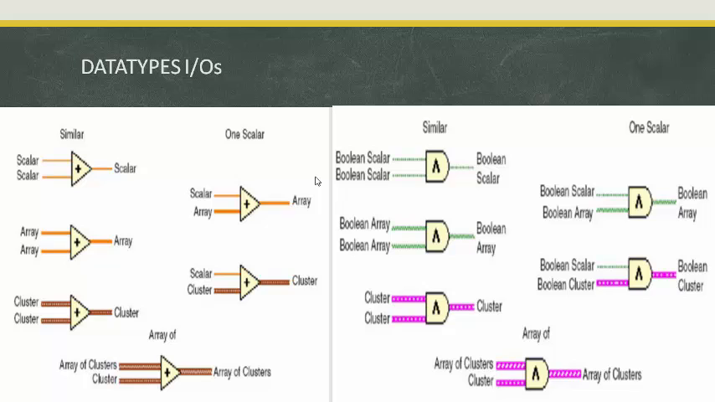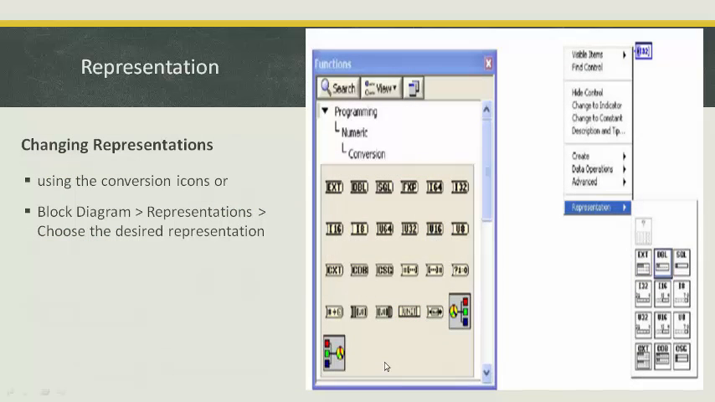When you give different array types, then consider the array of clusters and clusters. You will get an output of array of clusters. Similarly for the boolean data type and cluster data type, if you give a boolean scalar and the boolean cluster, you will get output as a boolean cluster. So array of clusters as one input and clusters as second input. So okay, coming to the next slide, it is nothing but the representations.